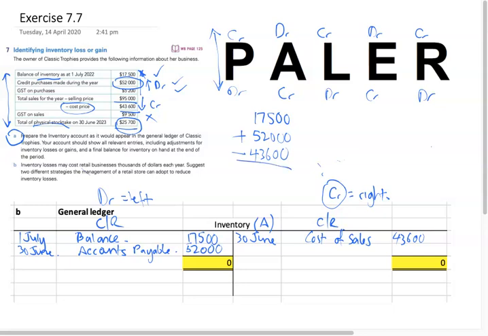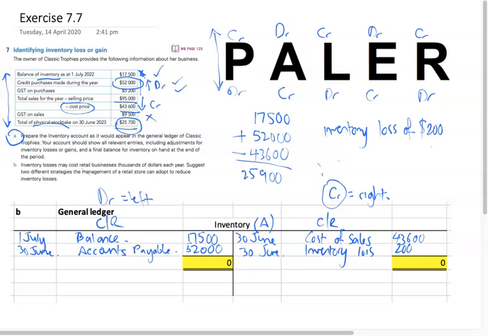Using your calculators, you can work this out and you would realize that this equals $25,900. So we think we have $25,900, but the more accurate number is $25,700. This means we have an inventory loss of $200. What does this mean? We have $200 leaving due to an inventory loss. And we know that we did this on 30 June.